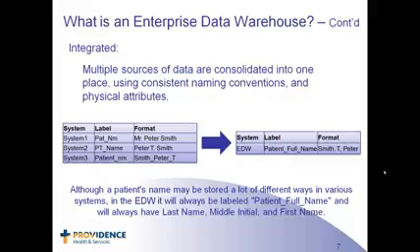Integrated. Multiple sources of data are consolidated into one place, using consistent naming conventions and physical attributes. Although a patient's name may be stored a lot of different ways in various systems, as shown on the left, in the EDW it is always labeled patient_full_name and will always have a last name, comma, middle initial, comma, and first name, as shown on the right.